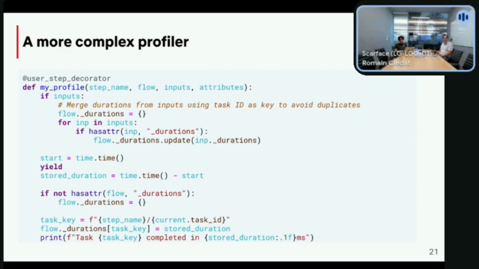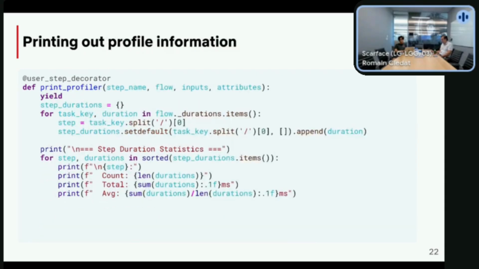And the durations is keyed by the task path spec, so the step name and the task ID, to make sure it's unique. And then lastly, you can print out this information, and you can have a print function that is also a step decorator, which reads this durations that is present in your flow at this point, and then just prints out whatever statistics you want. You can do anything you want here. You can log it to some Elasticsearch or anything like that.